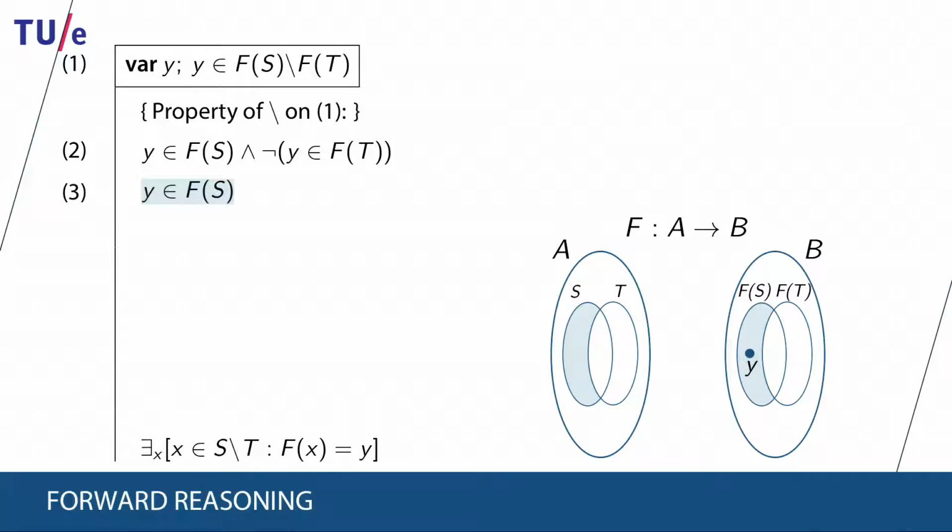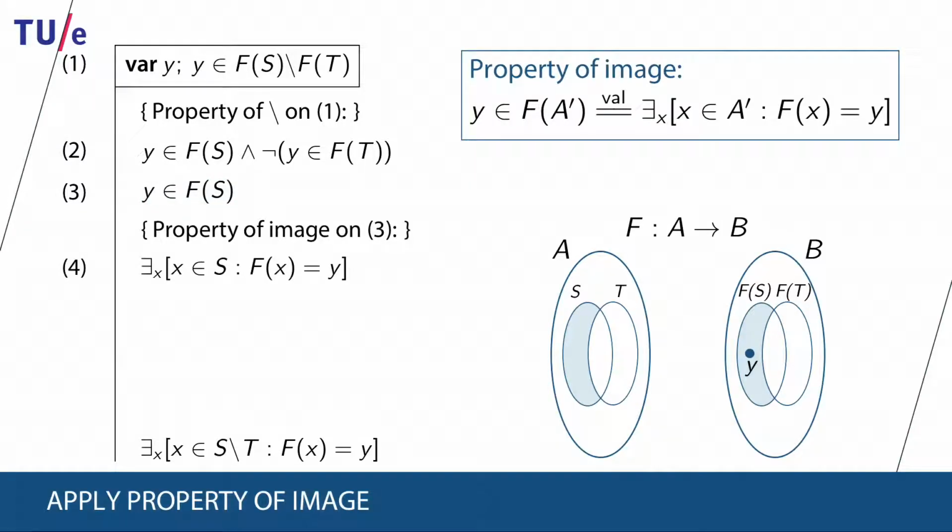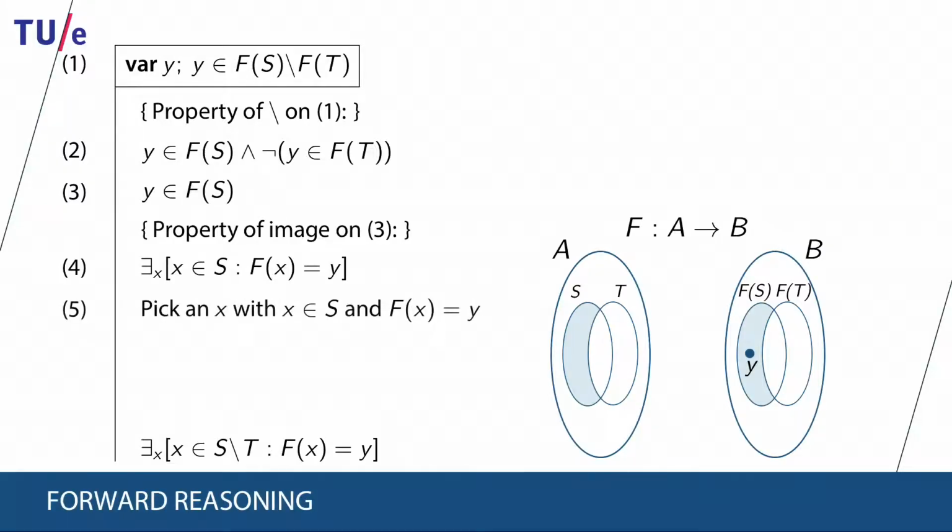Let's focus on the first conjunct, stating that y is in the image of S under F. We can apply the property of image to it to conclude that there exists an x in S that F maps to y. The witness we get for the existential quantification in line 4 may actually turn out to be the witness we also need for the existential quantification we wish to establish. We have an x such that F of x equals y, but note that we are not there yet.